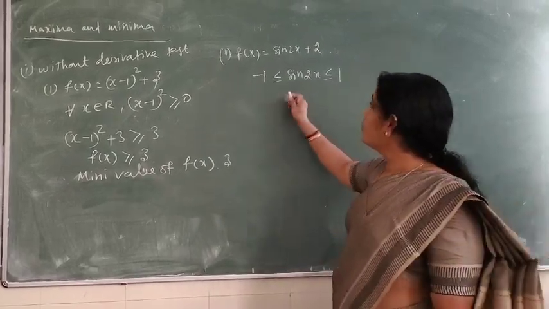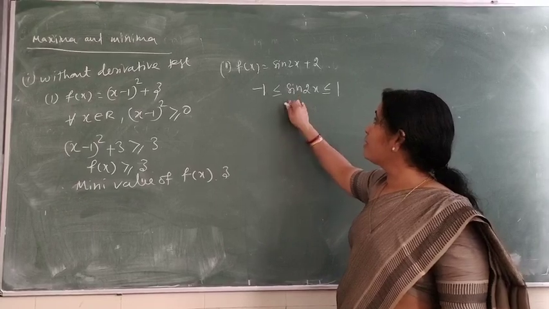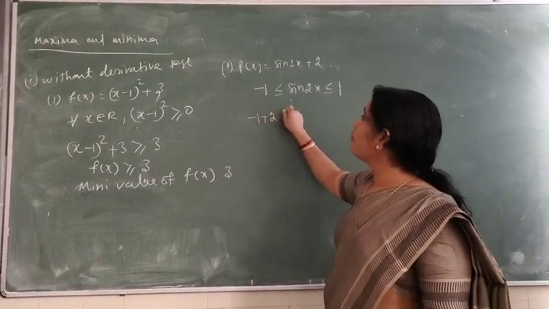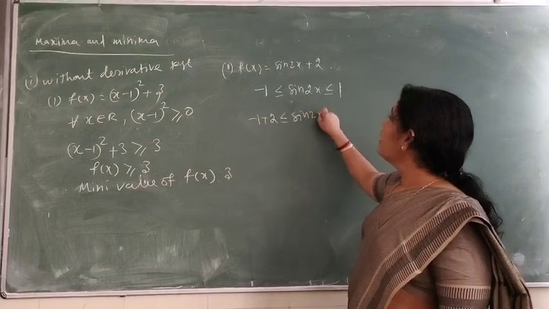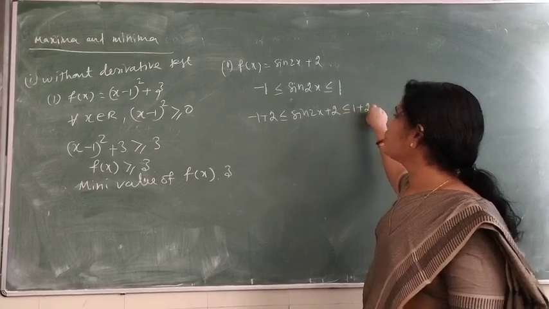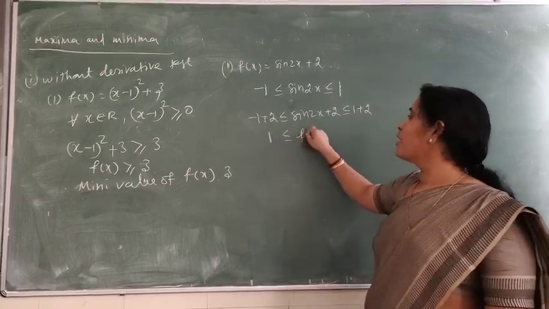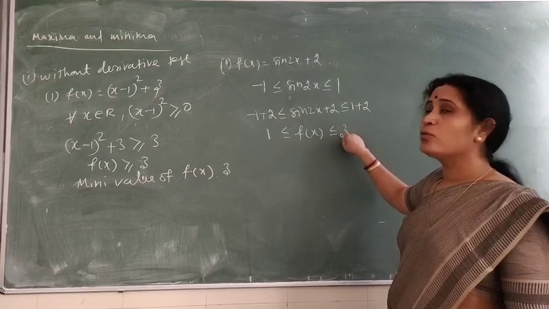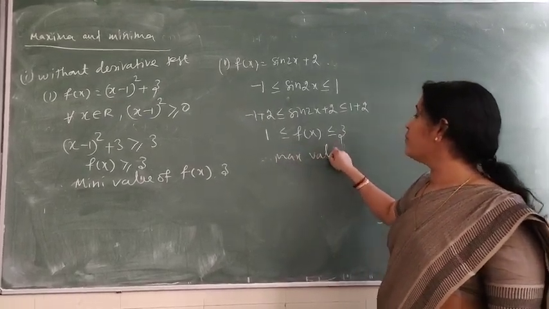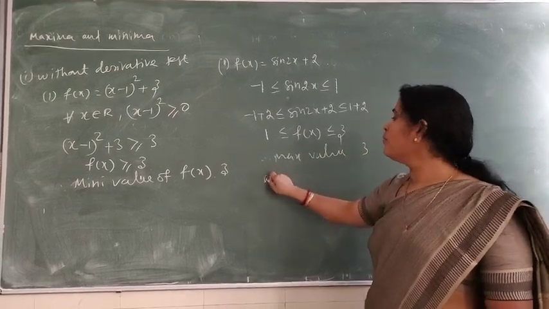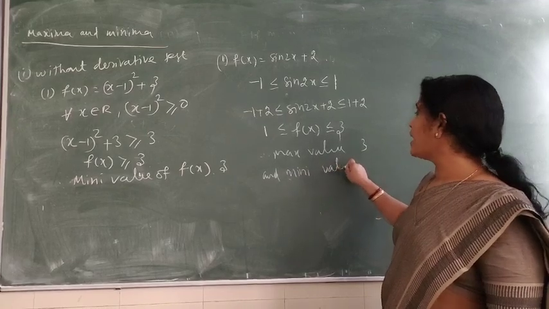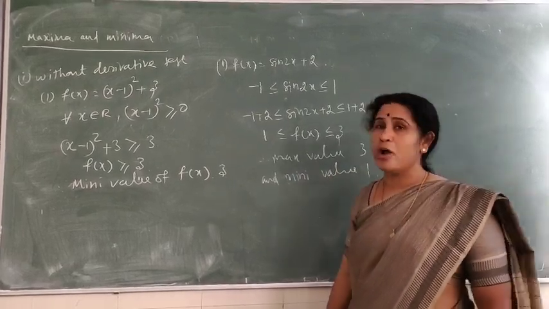Clear to you? Now this is reality, everybody knows about it. But if you want f of x, then you have to add on both sides the plus 2. So for sin 2x, the range you should bring to the given function, that is minus 1 plus 2, 1 plus 2. So 1 is less than or equal to f of x which is less than or equal to 3. So therefore, maximum value of f x is 3 and the minimum value is 1. Clear to you what I am saying? Minimum value is 1. Like this, without a derivative test we have to do.